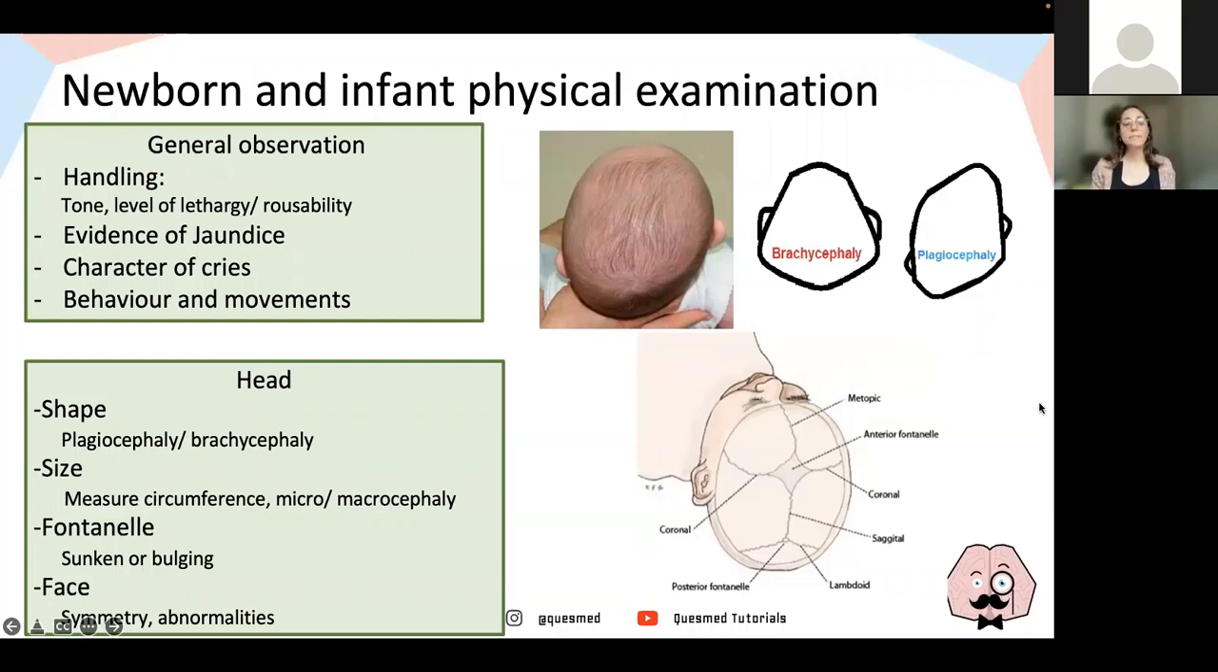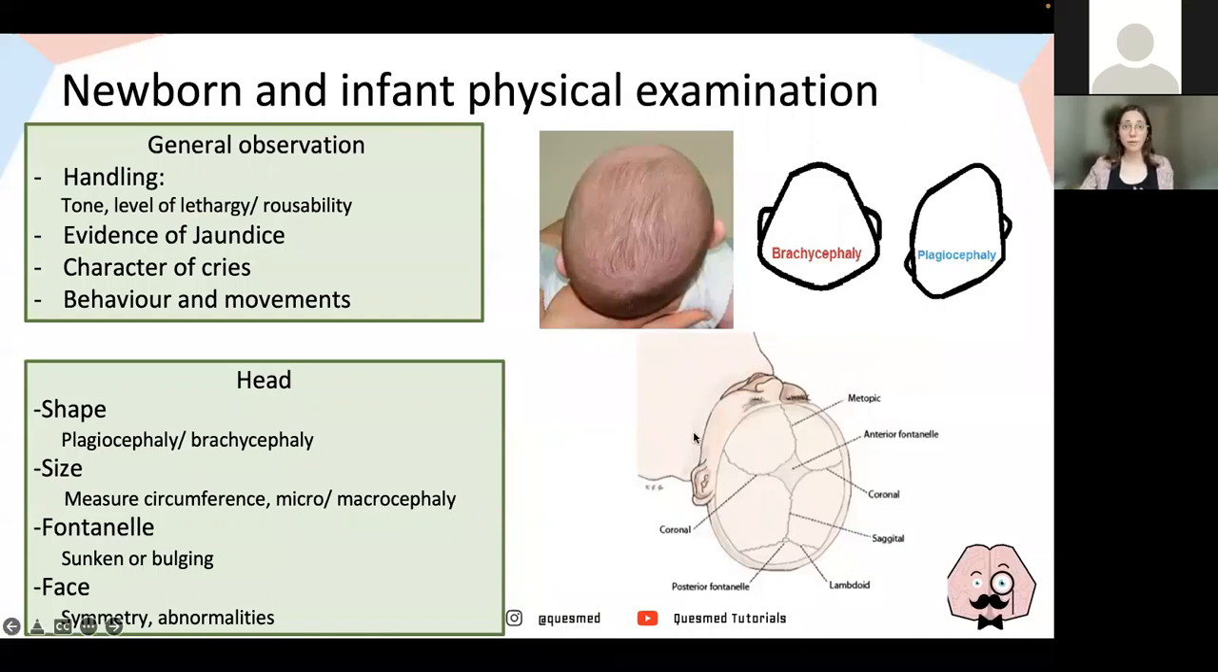You'll also be looking at head size. Like I mentioned, you'll be taking head circumference again and checking whether it's proportionate for the body. Check the fontanelles. Are they sunken, which is a sign of a baby being dehydrated, which you shouldn't expect within 72 hours of birth? Or are they bulging, which is a red flag for sepsis? And then anything else in the face, is it symmetrical?